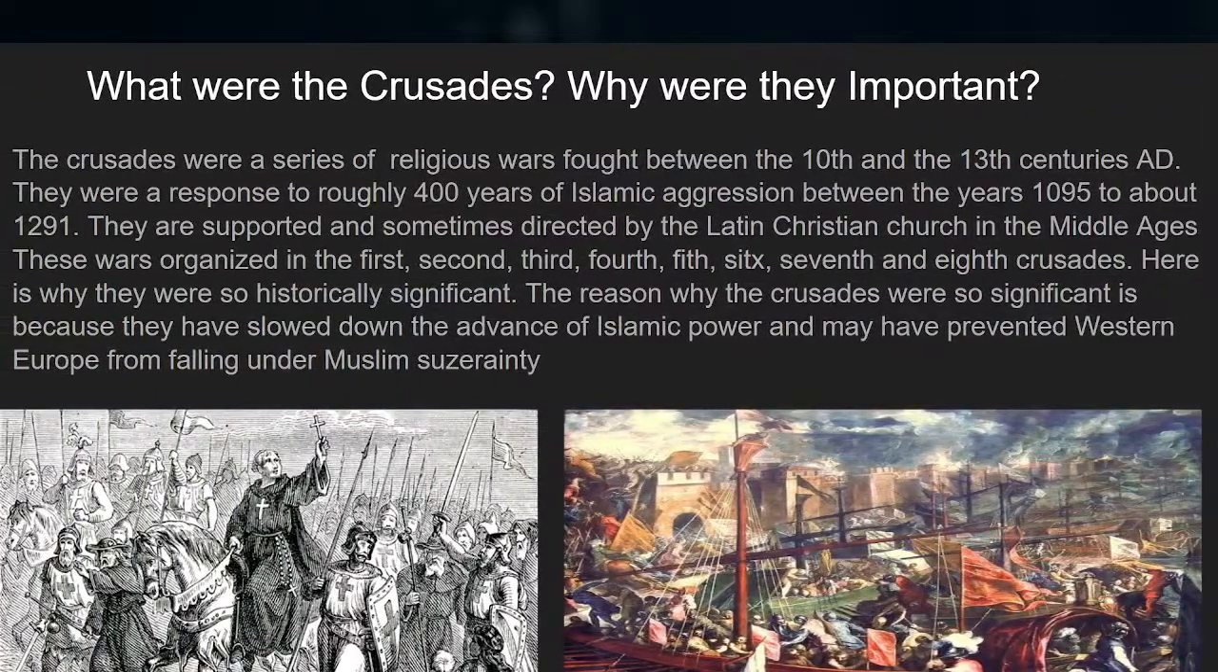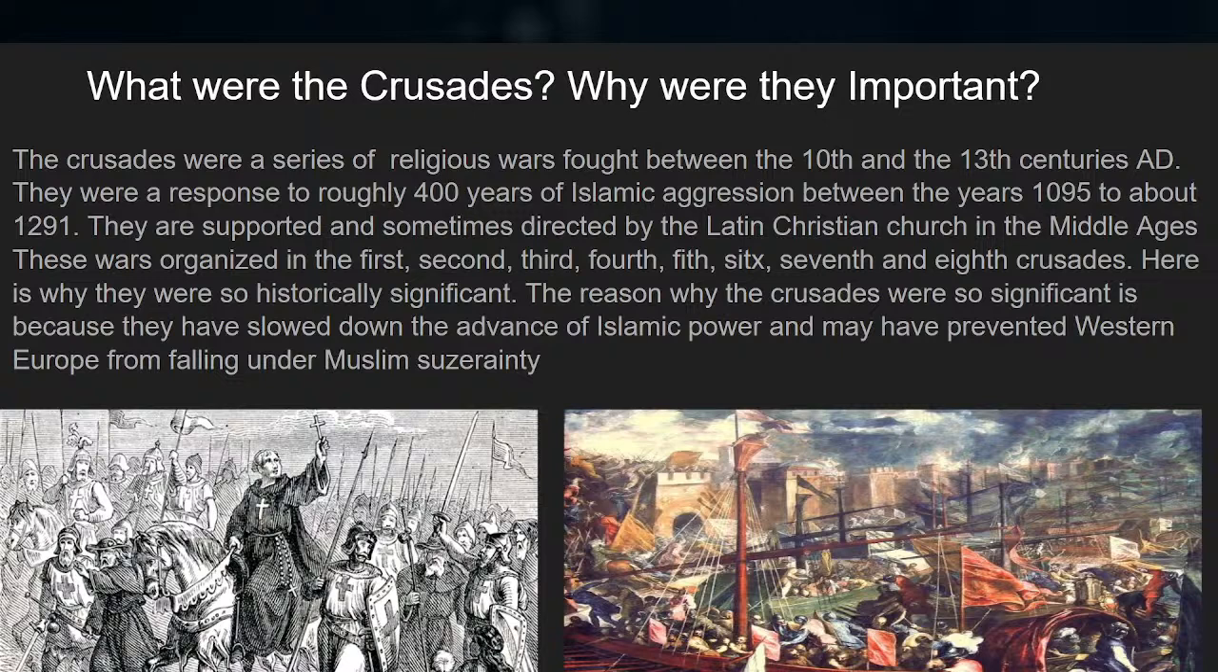What were the Crusades and why were they so important? Well, the Crusades were a series of religious wars fought between the 10th and 13th centuries AD, Anno Domini in Latin. They were a response to 400 years of Islamic aggression between the years 1095 to about 1291 AD. They were supported and sometimes directed by the Latin Christian Church in the Middle Ages. These wars were organized in the first, second, third, fourth, fifth, sixth, seventh, and eighth Crusades.